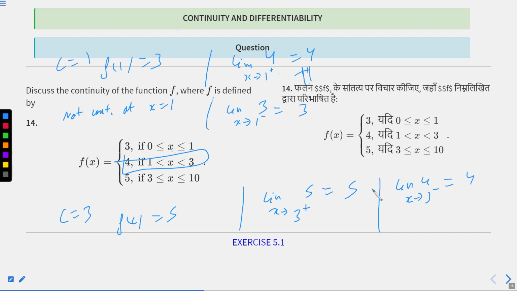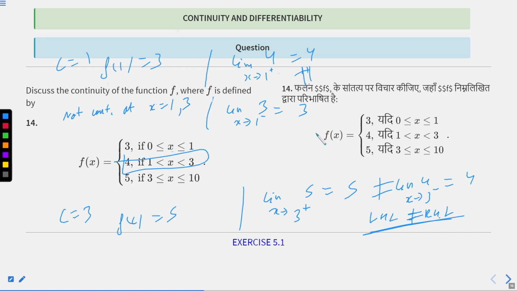As you can see, not equal. Left hand side limit not equal to right hand side limit. Okay, this means what? This means very simple. Yes, this means also discontinuous, not continuous at x is equals to 3. So point of discontinuity will be x is equals to 1. Point of discontinuity will be x is equals to 3. 2 points you will get. Okay, so far so good.